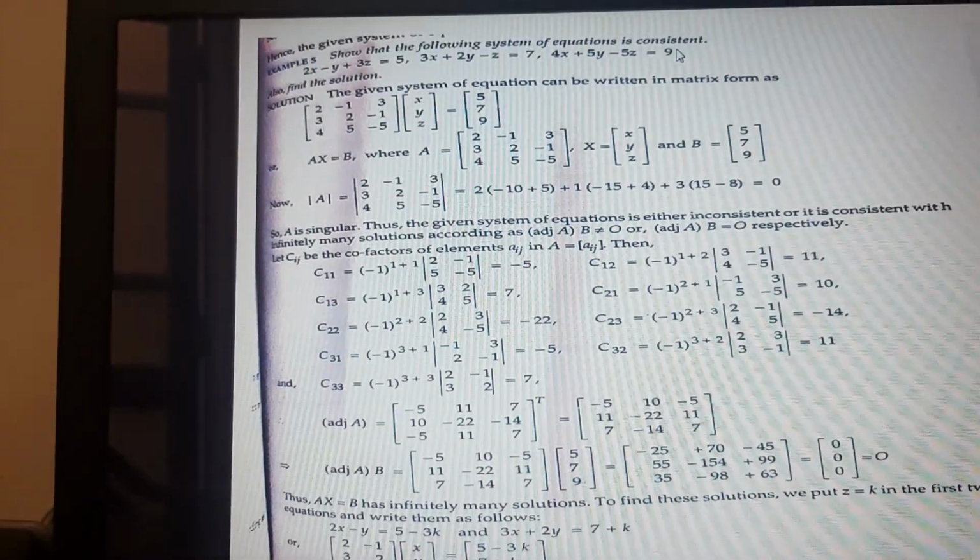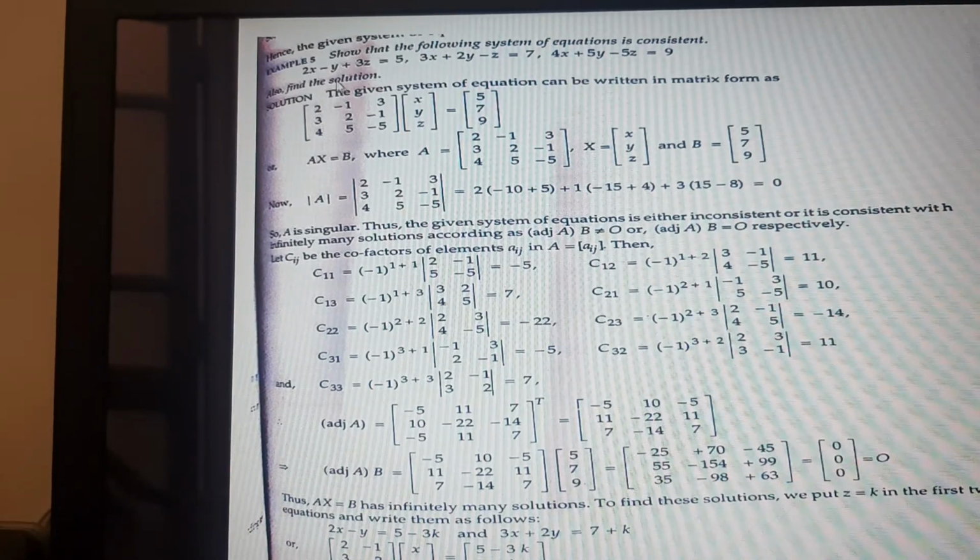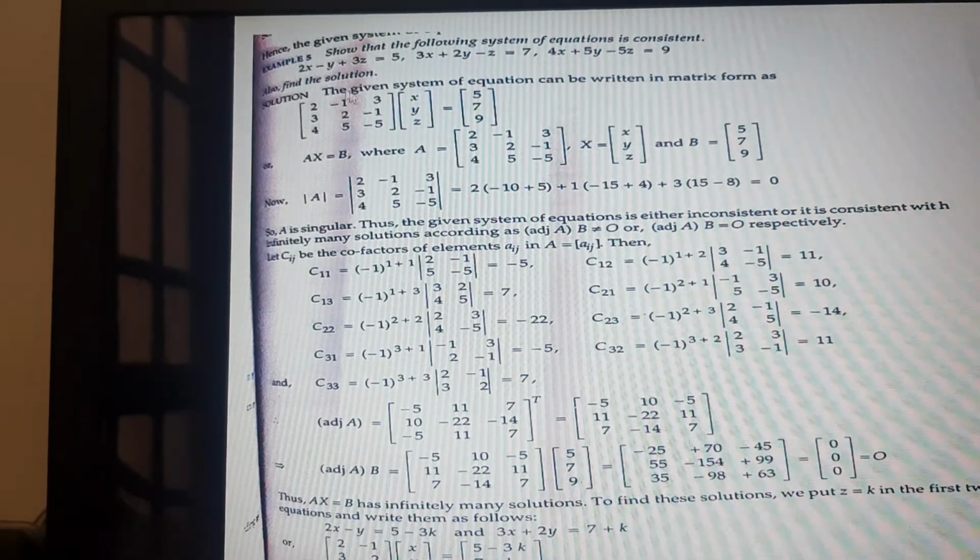In the next example, we have to show that this is consistent. So remember that consistency has two forms: either it can be a unique solution or it can be infinitely many solutions. So let us see. We have taken AX = B in this form, where A is the coefficients 2, -1, 3, 3, 2, -1 and 4, 5, -5, X is x, y, z, and the constants are 5, 7, 9. So the first thing is to find the determinant.